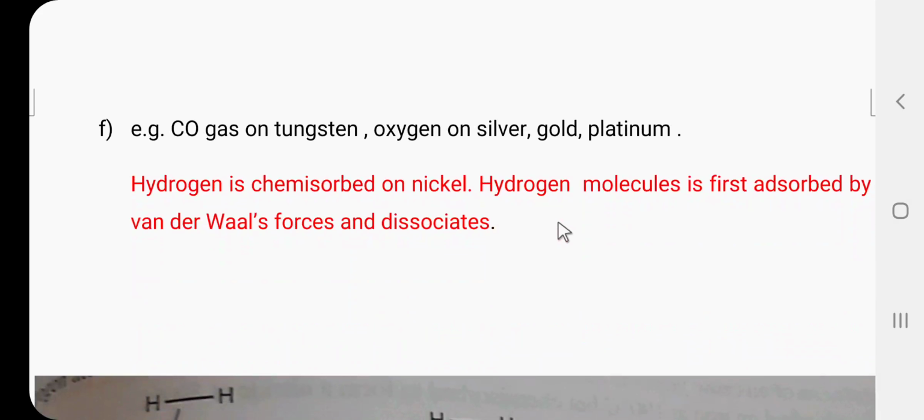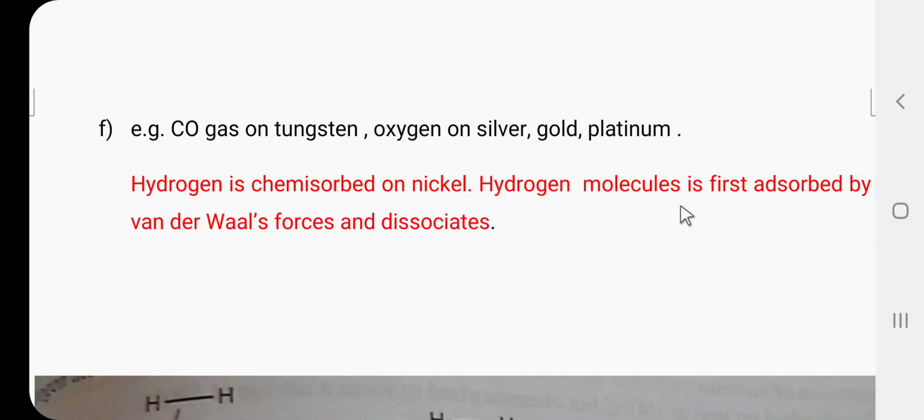Examples of chemical adsorption: the adsorption of carbon monoxide gas on tungsten, or the adsorption of oxygen gas on silver, gold or platinum, or adsorption of hydrogen on nickel. So here the hydrogen is chemisorbed on the nickel.